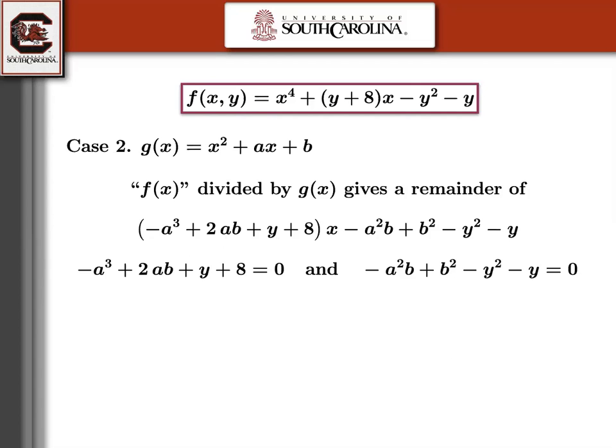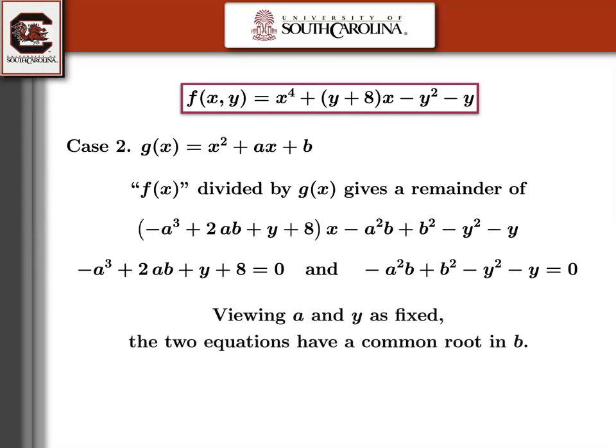The way you look at this, or one way to look at this, you can look at it as a Gröbner basis if you know what that is. But equivalently, another way to look at this is you think of a and y as being fixed, or any 2 variables, doesn't make any difference. A and y being fixed, and then you have 2 equations with a common root in b. So if a and y are fixed, you're saying there's some b that makes this 0, and there's some b that makes this 0. So you have 2 polynomials in b that are equal to 0, which means they have a common root. So the resultant of these 2 polynomials, where b is the variable, has to be 0.